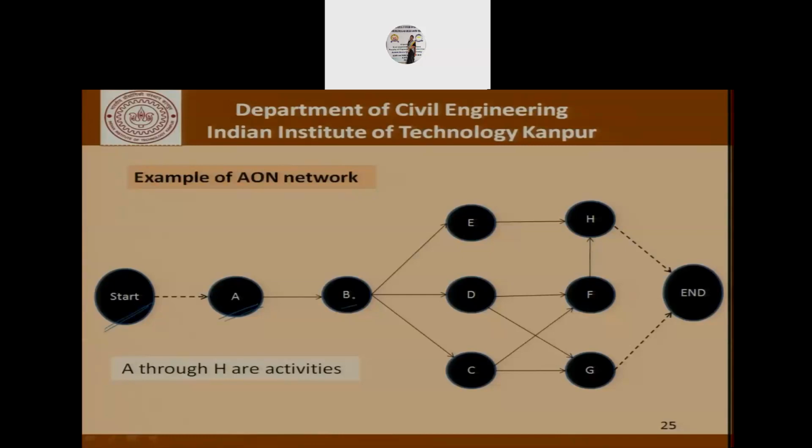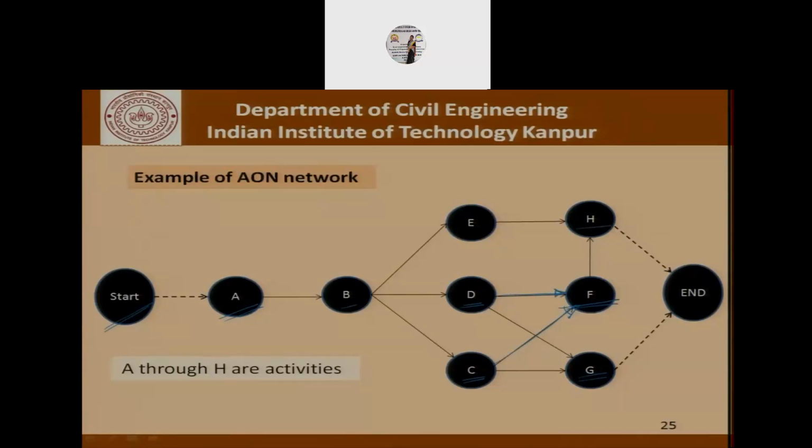And we can see the information given in the previous picture: A can be started without any preceding activity, not counting land acquisition because that's not part of the 8 activities that we have listed. B can be started only after A has been completed. C, D, and E can be started if B has been completed. So here, G can be started only if activities C and D have been completed. Similarly, F can also be started only after activity C has been completed and activity D has been completed.